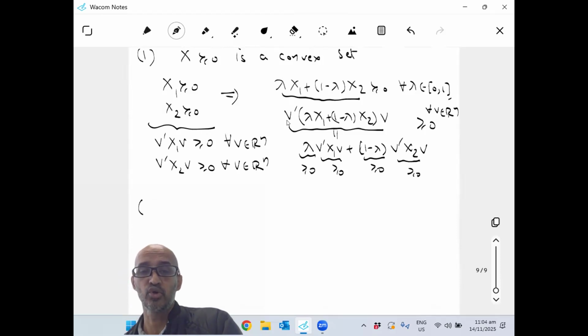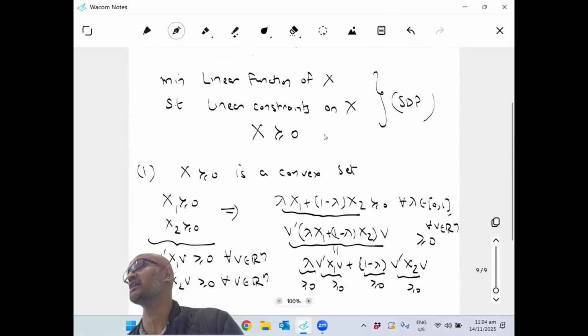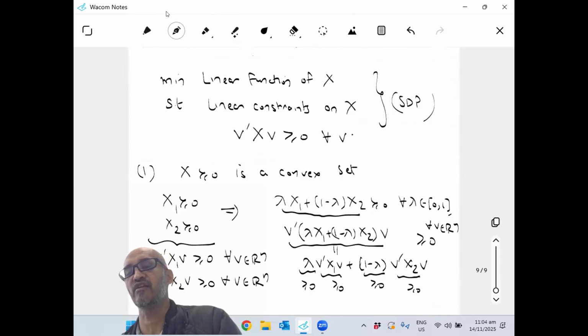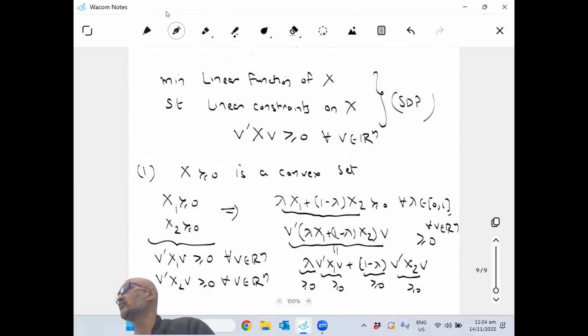Now it turns out you can think of this as a linear program, but in infinite dimensions, because I could have written this constraint as V transpose XV greater than or equal to 0 for every V in R^n. So this is optimization over the variable X. X is a variable here.